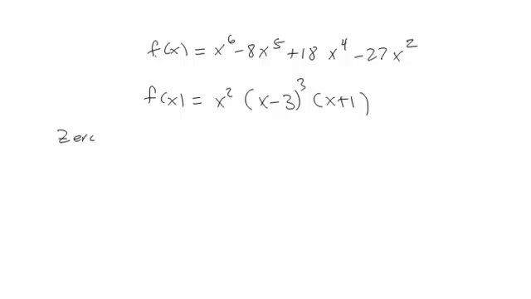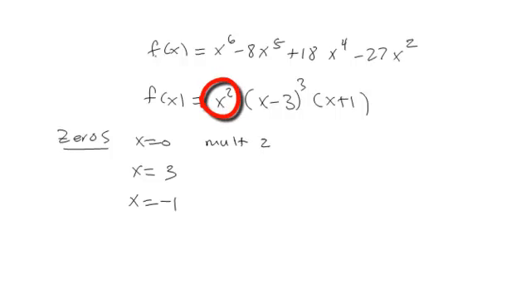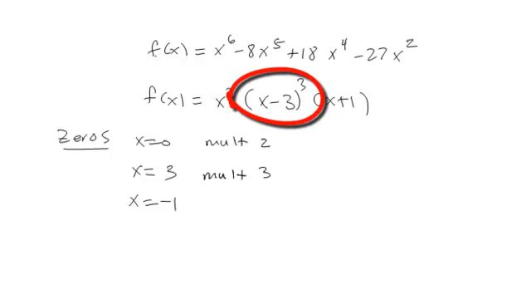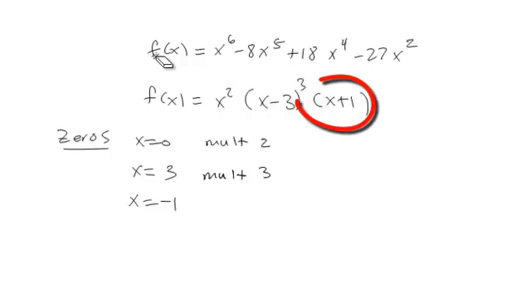In this case, the zeros are x equals 0, x equals 3, and x equals -1. We say 0 is a zero of multiplicity 2 because this is really x times x, and that means x equals 0 occurs twice. X equals 3 is a zero of multiplicity 3 because that factor appears 3 times. And x equals -1 is a zero of multiplicity 1 because it only occurs once. We'll be coming back to multiplicities in a second.